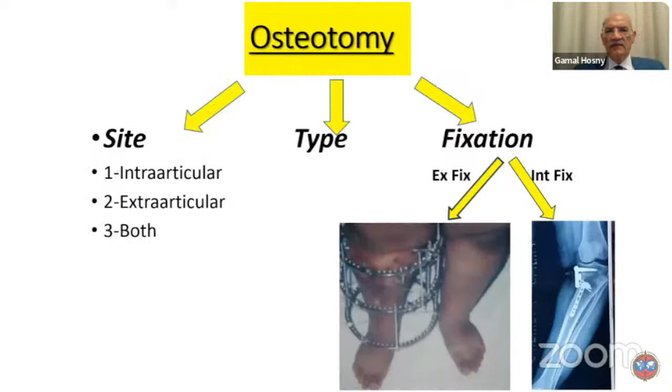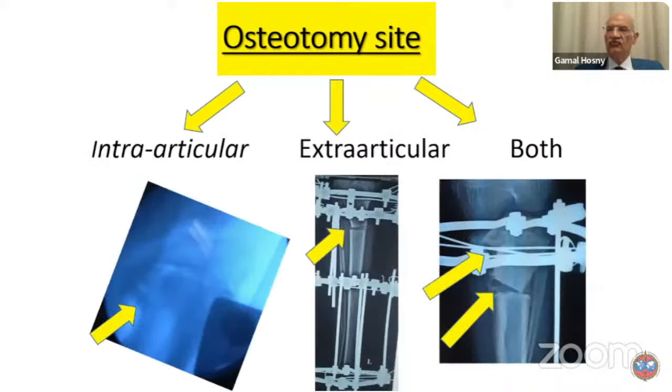If you think about osteotomy, we think about the site of osteotomy: is it going to be anterior, extra-articular, both? The subchondral osteotomy, semicircular, extra-articular, or intra and extra-articular.